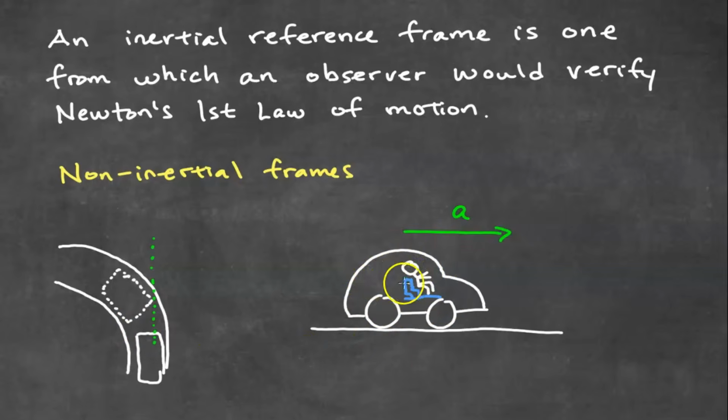Now, this person inside the car also has a non-inertial frame as well. When the car suddenly speeds up, from the outside observer, we note that an object at rest tends to stay at rest, and so this person's head is going to kind of bob backwards because the person's head was at rest, but the person inside feels like they're getting pushed back, even though there's no force pushing them back. It's just the car is accelerating towards the right.